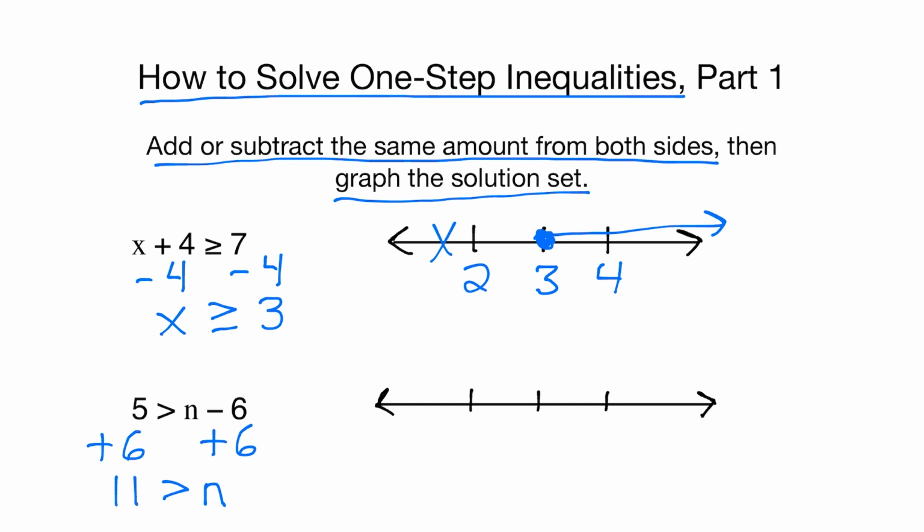Now, often we read from the variable. n is less than 11. You can read it as 11 is greater than n, but usually we read from the variable. It doesn't matter if the variable is on the right side or the left side.